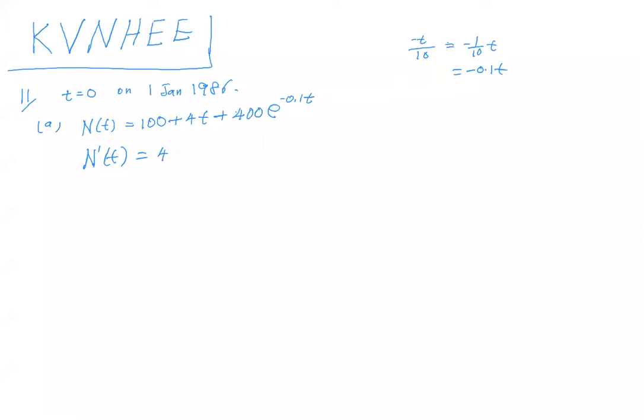4 plus 400 e to the power negative 0.1 t times by negative 0.1. Okay, so I can straight away put this as equal to 0. So I have 4 minus 40, because this time this give me 40, okay? E to the power of negative 0.1 t equal to 0. So can you continue to solve this?